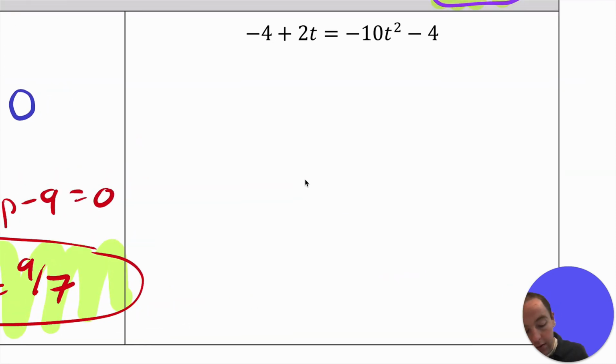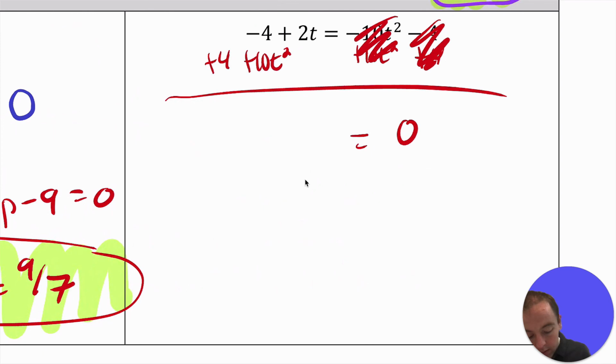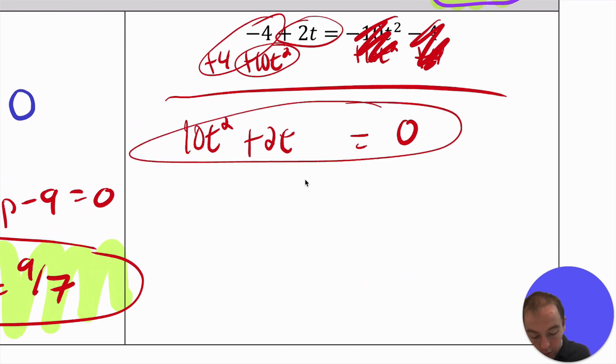And then for this equation right here, it is quadratic. It's really nice if you can get the quadratic term to be positive, so maybe I add 10t squared to cancel that out, and then add 10t squared to that side. Then let's add 4 to cancel that out, because we're going to get a 0 on that side then. So I have to add 4 to this side as well to keep it balanced. So there's only one quadratic term there, and then there's the plus 2t, and 4 plus negative 4 is 0, so we just end up with 10t squared plus 2t equals 0.